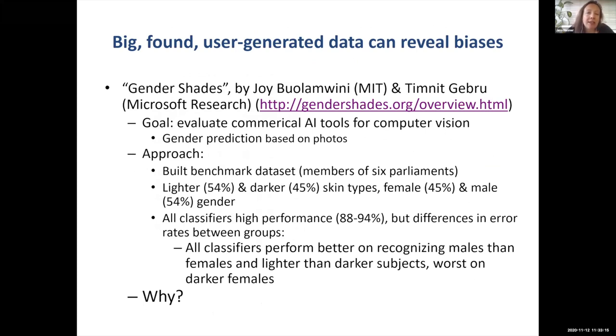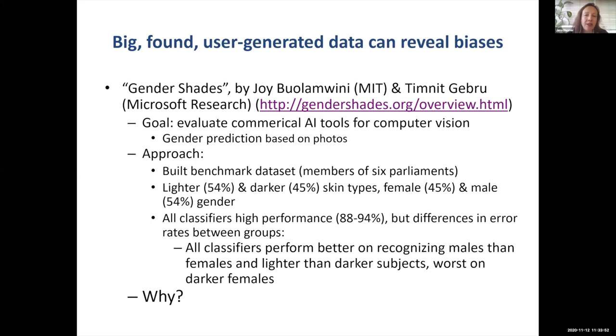And I want to give you an example here of a very fascinating study that was done by Joy Buolamwini and her colleague Timnit Gebru. It's called Gender Shades. Their goal was to evaluate commercial AI tools that are built for computer vision. They wanted to see how well these tools do in predicting gender based on photos. So they built a very balanced data set. They took photos from members of parliaments of six countries, three European countries and three African countries.